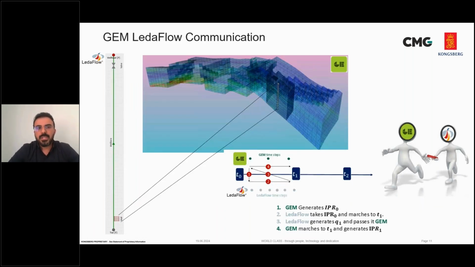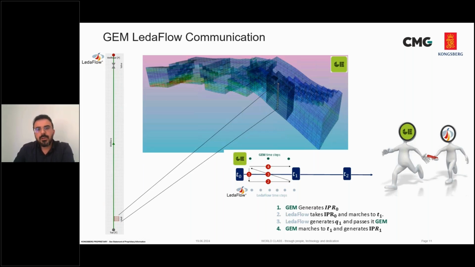About the communication between GEM and LedaFlow, how that communication happens: we typically look at the bottom hole location, where you couple your perforated interval in the GEM model with the well device zone in the LedaFlow wellbore model. At time 0, GEM initializes the model and generates the first IPR information. That IPR information is passed to LedaFlow to march to the first time step.